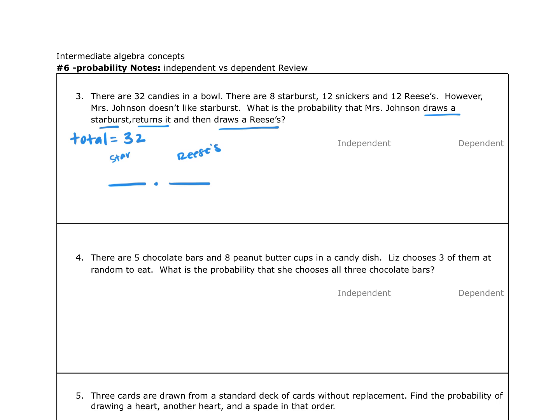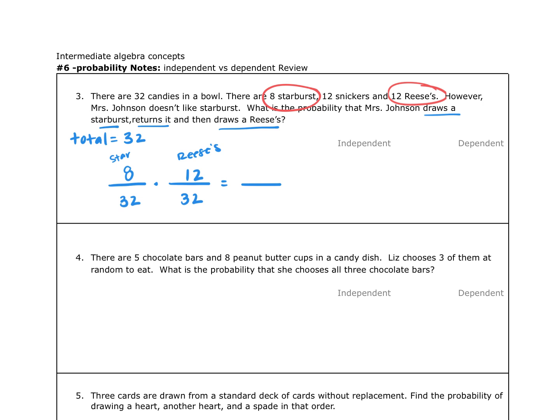Okay, it says there's 32 candies in a bowl, so I'm going to start with that 32 because that's how many candies are in a bowl. But if she takes one out and she puts it back in and grabs another one, this one is still going to be 32 because she replaced it. And then I'm looking for, the first thing I want is Starburst, so I'm going to go back up to my reading, and it says there are 8 Starbursts, so this first one's going to be an 8. And the next one is going to be the Reese's, so this one is going to be 12 Reese's.